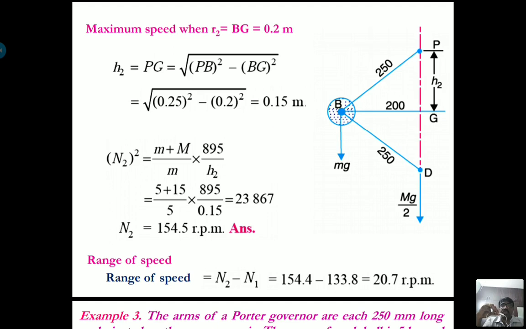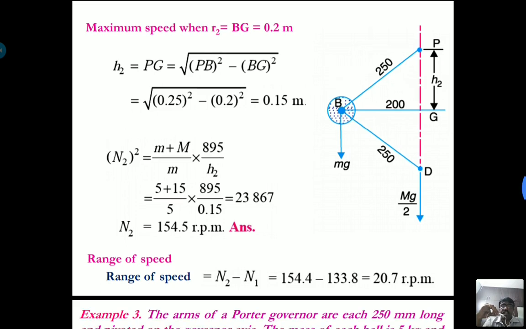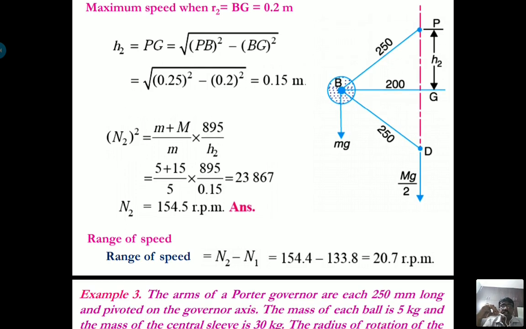So when you substitute the known values, that is small m, capital M and h2 value, which was just calculated, you will get the value of n2 square. By taking the square root of this value, we will get the n2 value, which is equal to 154.5 revolutions per minute.